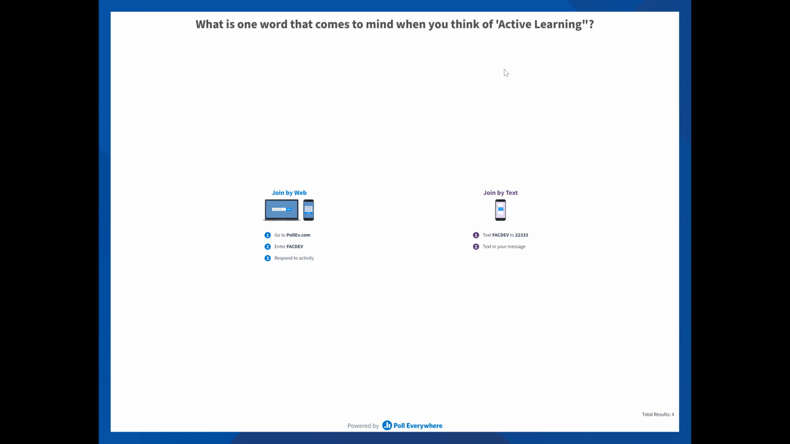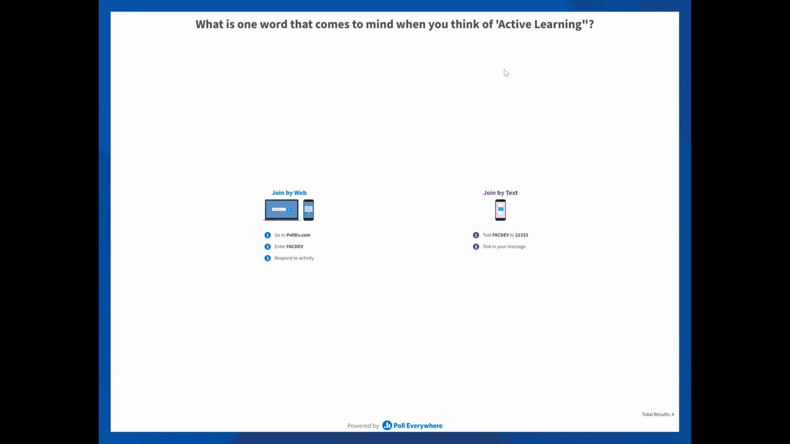So what is one word that comes to mind when you think of active learning? Anybody? Involved, clearly involved, awake, dynamic. All right, so we can identify when we walk into a classroom if students are learning passively or actively.